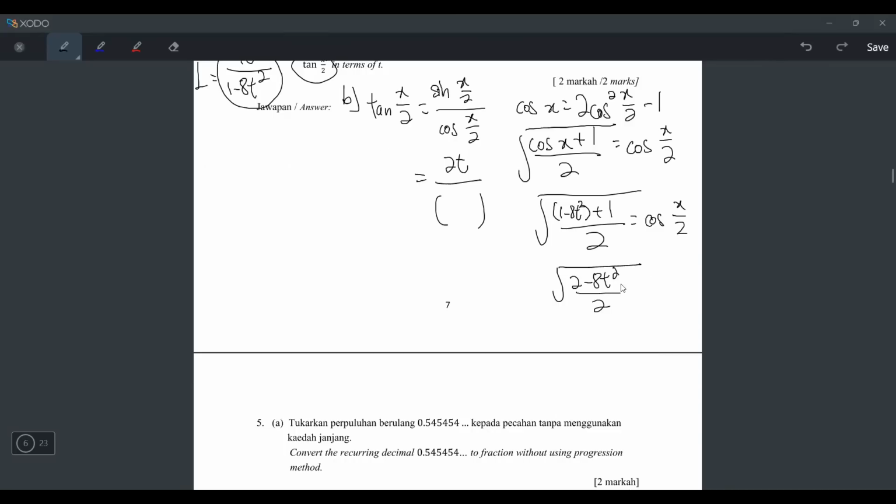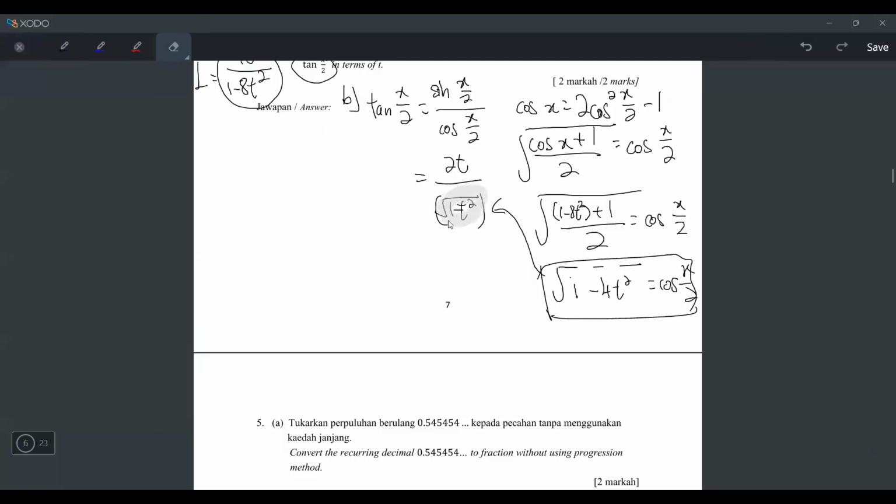But hold on. I have to divide by 2. It means this number has to divide 2, and this number also has to divide 2. So why not I just divide 2 straight away? So when you divide 2, you will get 1 minus 4t square equals cos squared x over 2. And now this information can go in here already. So what is cos half x over 2? Square root of 1 minus 4t square.